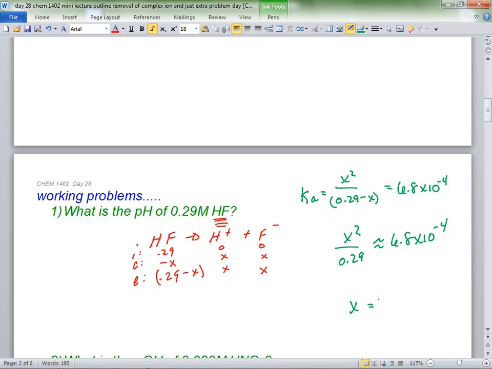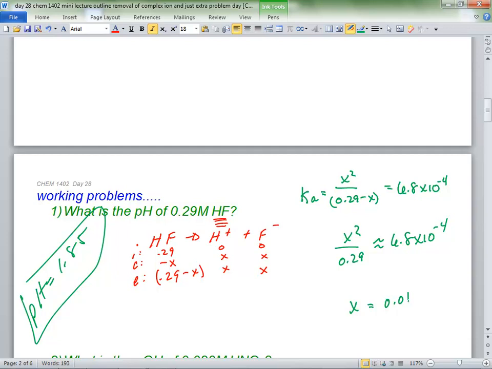Take 6.8 times 10 to the negative 4 times 0.29. Take the square root. For the pH? A lot of people are getting 1.85 as a pH. Okay, what'd you get for your x? Just 0.01. Okay, so is everyone comfortable with this?